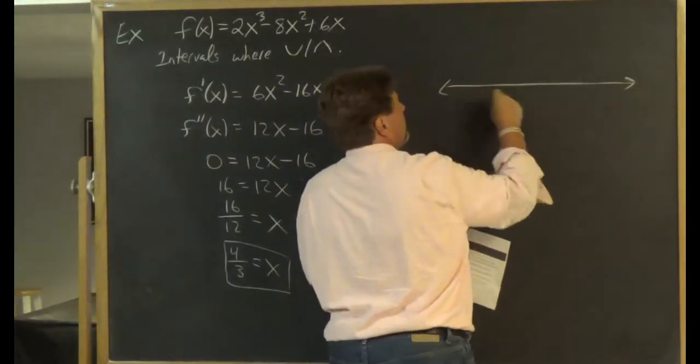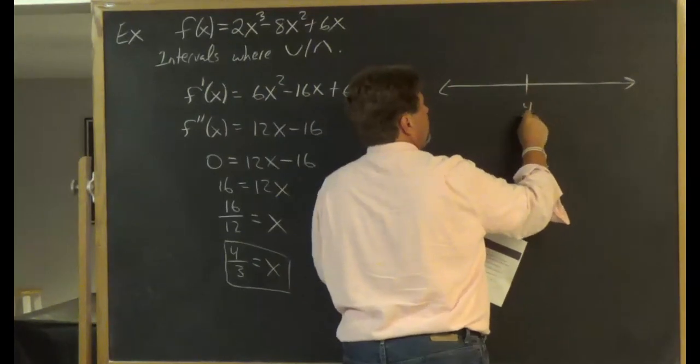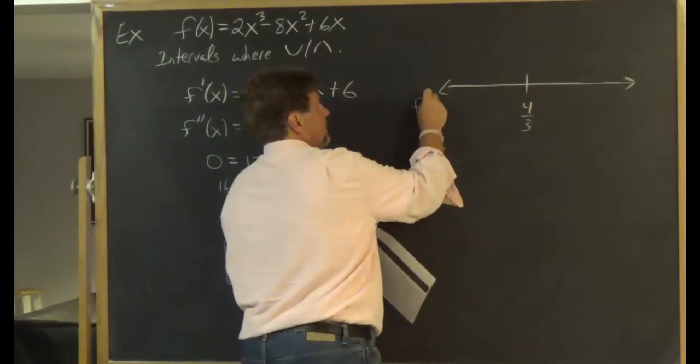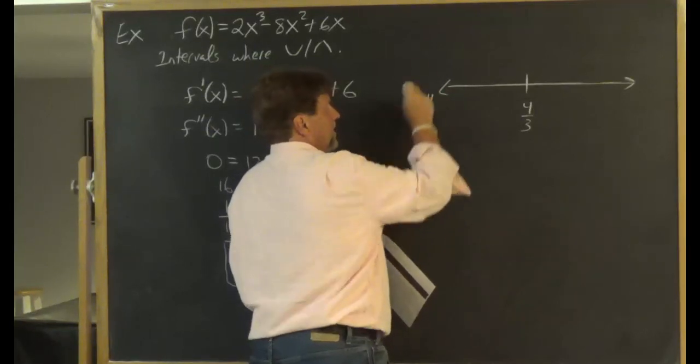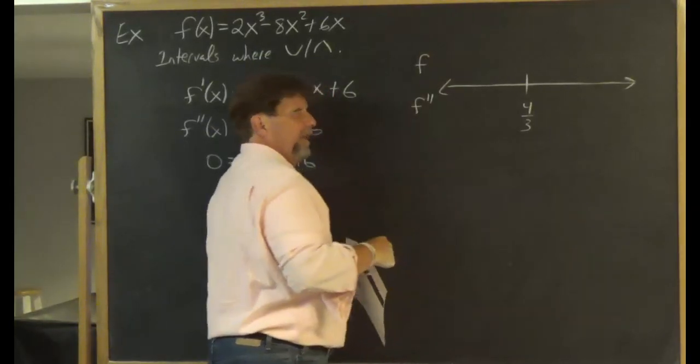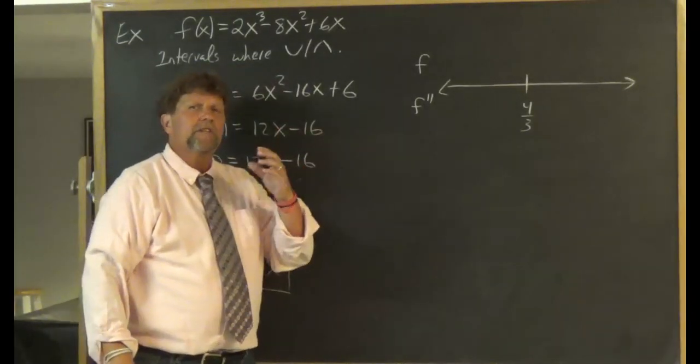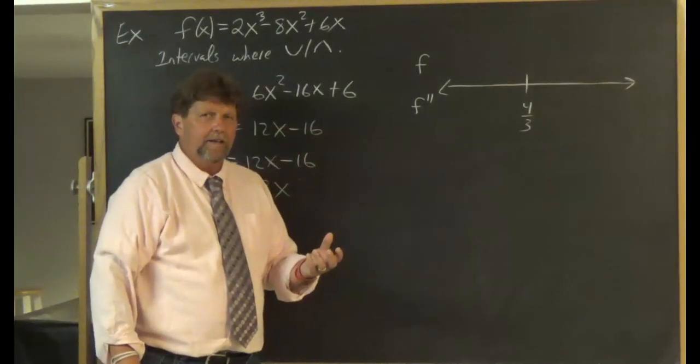So there's my number line. I'll put 4/3 on the number line. For my bookkeeping, I'll put the second derivative here and the function there, because it's the sign of the second derivative that's going to tell me the concavity.